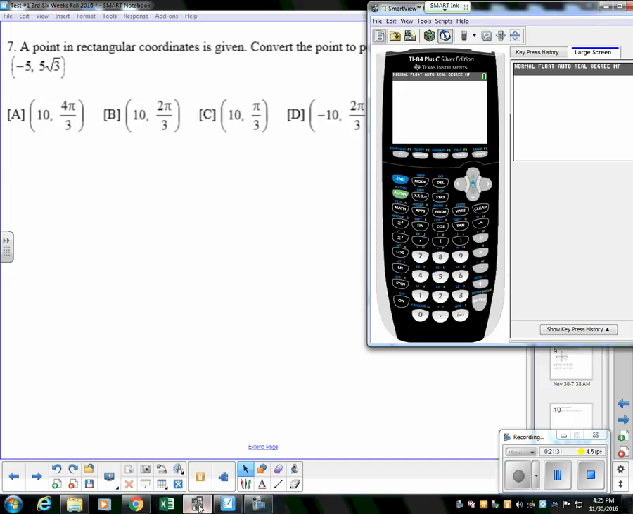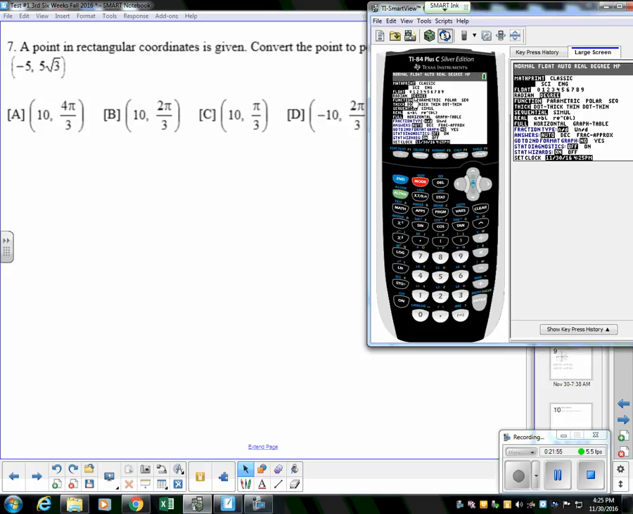It says that we have a rectangular coordinate of (-5, 5√3), and we want to go to polar. All our answers are in radians, so I'm going to make my mode radian. This thing is not wanting to cooperate. If it doesn't cooperate like I want, I'm not going to worry about it too much. I want my mode to be radian.